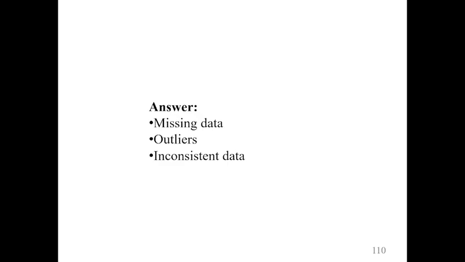This example highlights common data issues encountered in reliability analysis. Missing data can reduce accuracy, outliers may distort statistical results, and inconsistent formats can complicate analysis. Identifying and addressing these issues is a critical step before performing any reliability modeling.